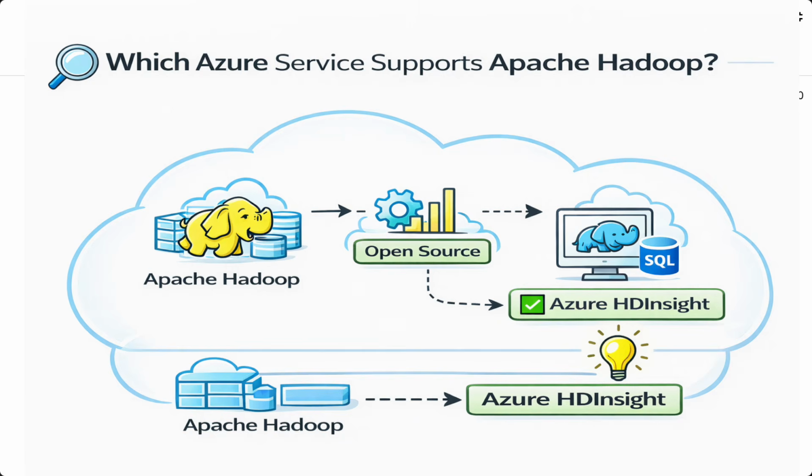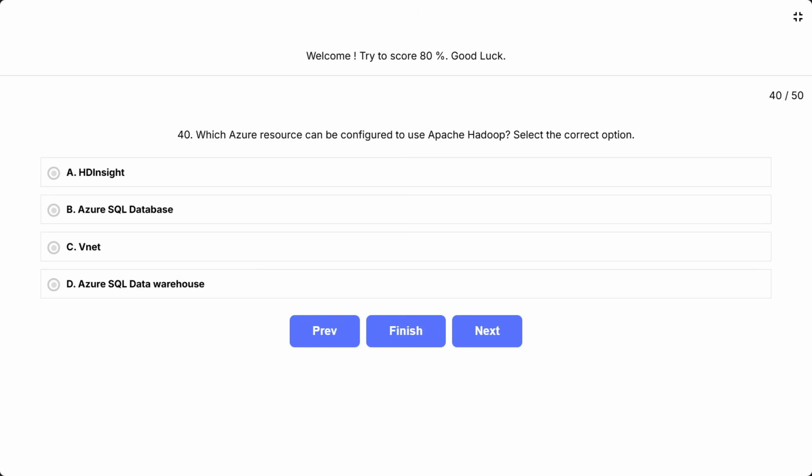This question asks which Azure service is built to support Apache Hadoop as a big data processing framework. The keyword is Apache Hadoop. Only one Azure service is purpose-built for open-source big data tools like Hadoop. The correct answer is A.